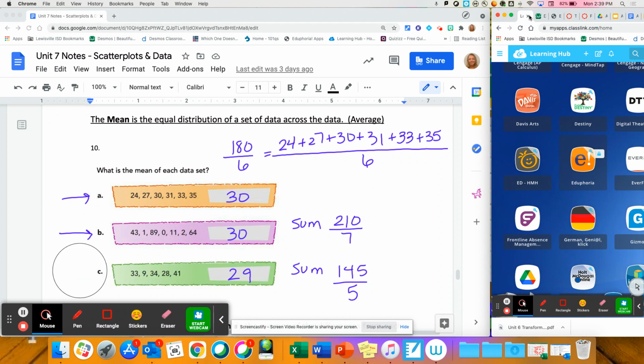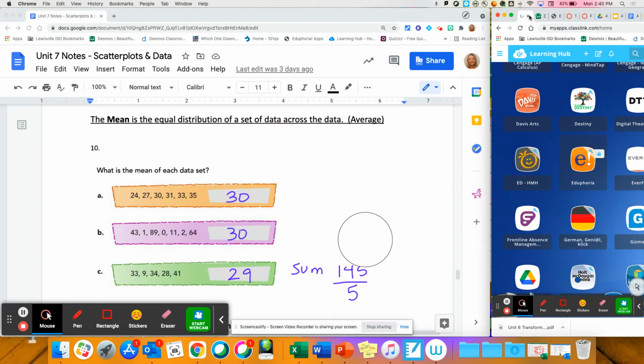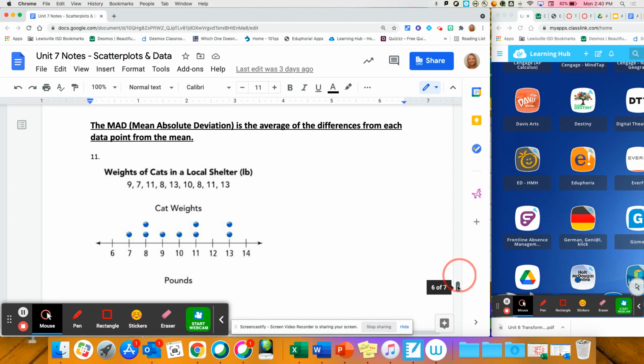Now that we have reviewed mean, we are going to move into mean absolute deviation. So mean absolute deviation takes this idea of mean one step further. Now we're not only looking at the mean, but we're also looking at the differences from the mean. So here's a set of points. We're talking about the weights of cats. So pause the video and find the mean of this set of data, the weights of cats.